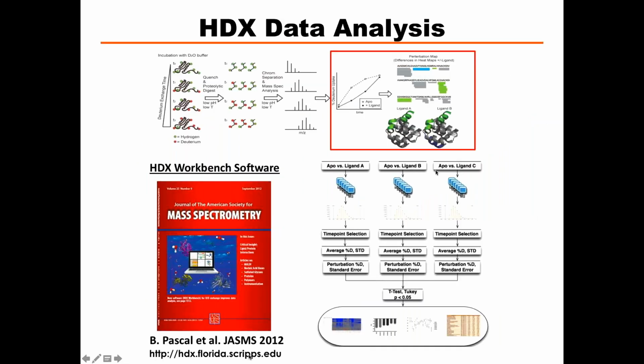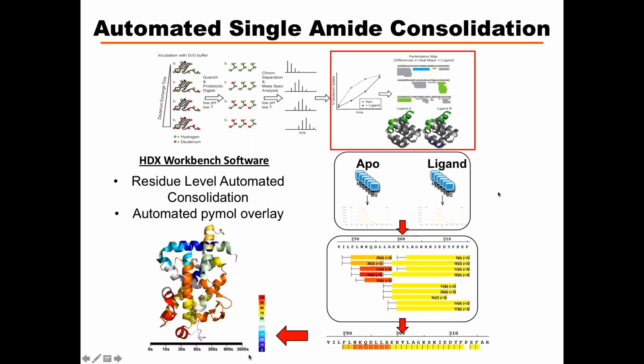So data analysis was huge for us. I'm not going to walk through any of the gory details, but it's been published. We needed a way to handle a lot of data, so a lot of runs, a lot of replicates, and calculating all this data and reducing it. This is just a general idea of what's going on. It'll take all the APO versus ligand data to give what we call a perturbation view, and then this would be a perturbation map. We then use the overlapping data here to generate a single amino acid level consolidation.